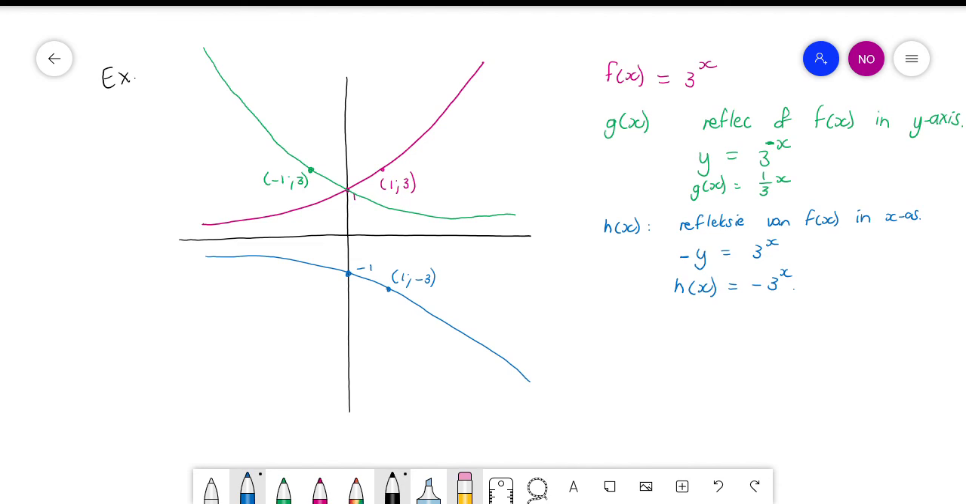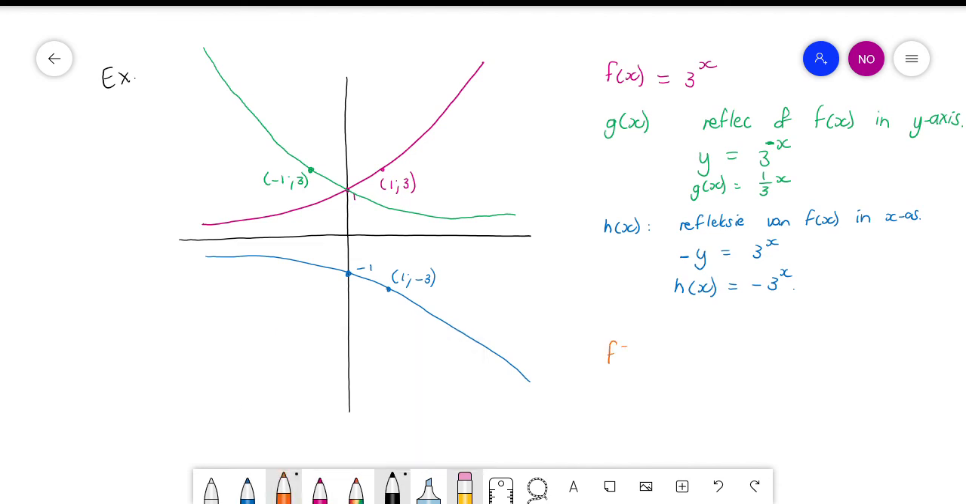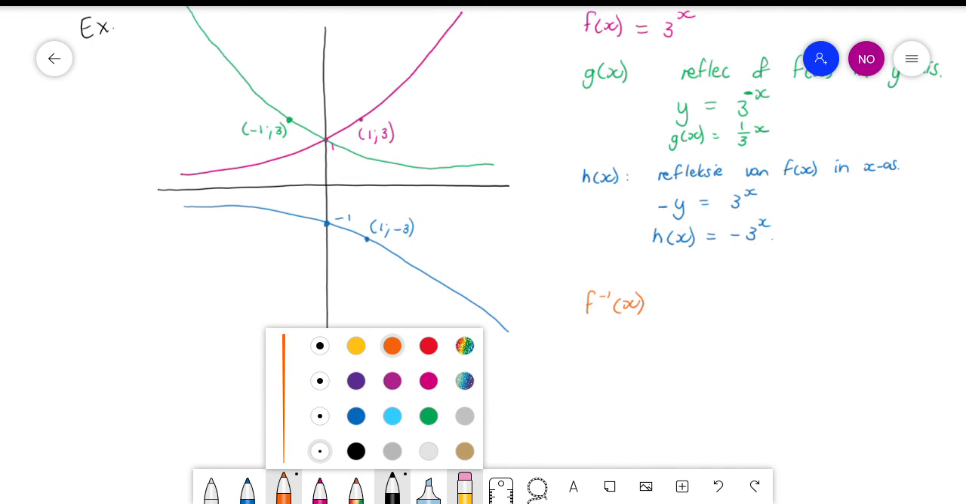Okay, so do that quickly. Get the inverse function and draw it of f of x. So I'm looking for this. And I'm looking for this.